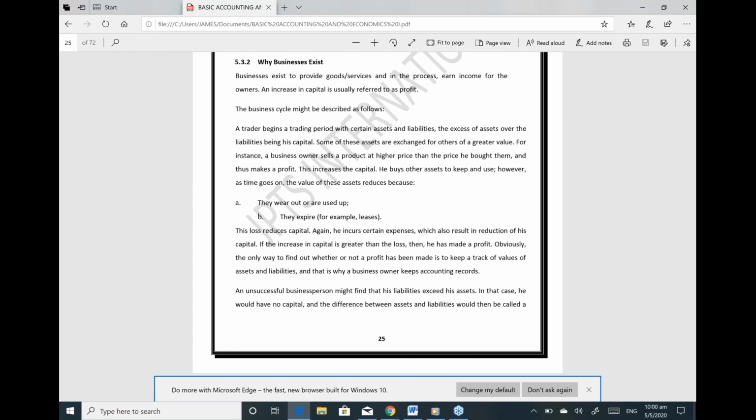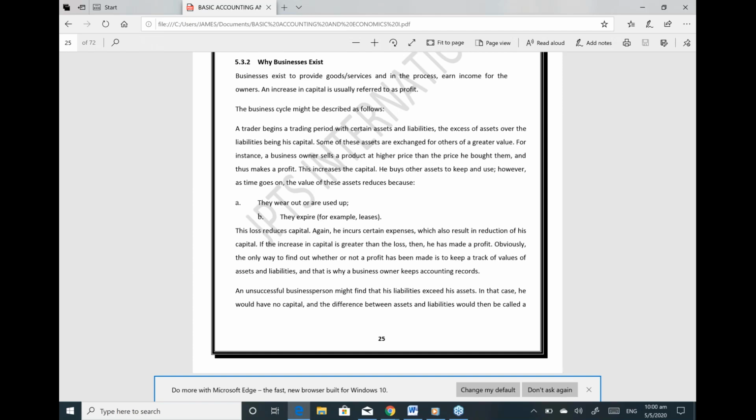Then we look at the business cycle, which might be described as follows. A trader begins a trading period with certain assets and liabilities, the excess of assets over the liabilities being the capital. Some of these assets are exchanged for others of greater value. For instance, a business owner sells a product at a higher price than he bought it and thus makes a profit. This increases the capital, and he buys other assets to keep and use.